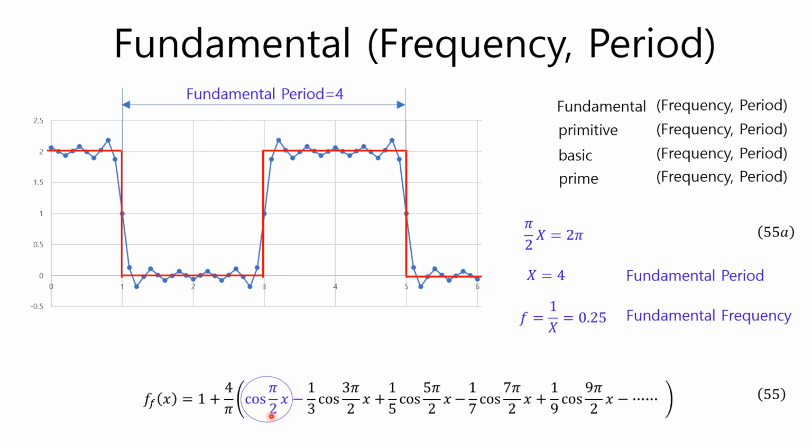Since the fundamental period of a trigonometric function is 2 pi, the fundamental period of the Fourier series can be obtained from the largest periodic function in equation 55 using equation 55a. In the case of the picture, the fundamental period is 4. The fundamental frequency is the reciprocal of the fundamental period, so it is 0.25. As shown on the right, the fundamental period and frequency are called by various names such as fundamental, primitive, basic, and prime.